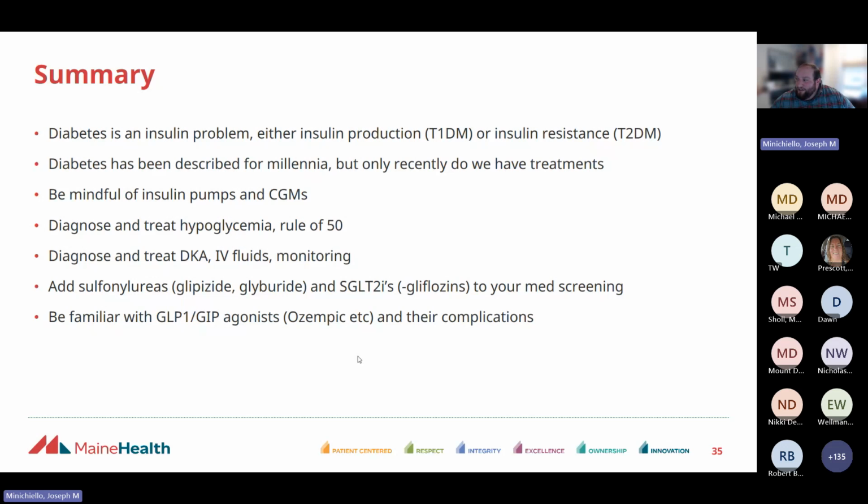Have a couple of these extra meds on your screening list of things that, hey, if this is on someone's med list, it's going to catch my interest. Those sulfonylureas, those SGLT2 inhibitors. And then definitely being aware of these GLP-1 and GIPs, Ozempic and all of its cousins, knowing that pancreatitis is a thing, as well as other complications.